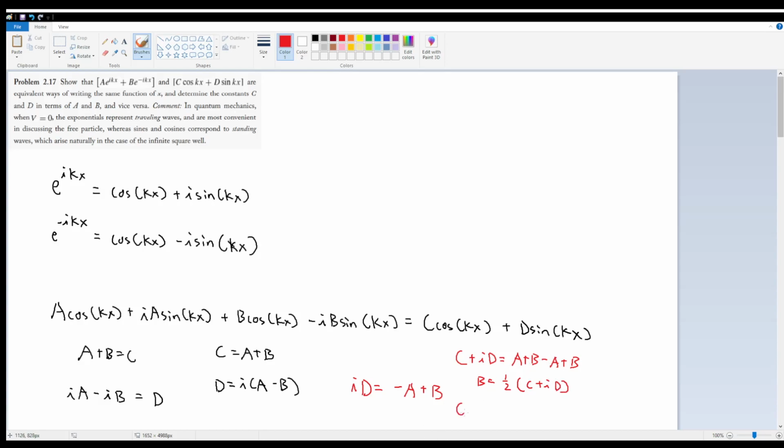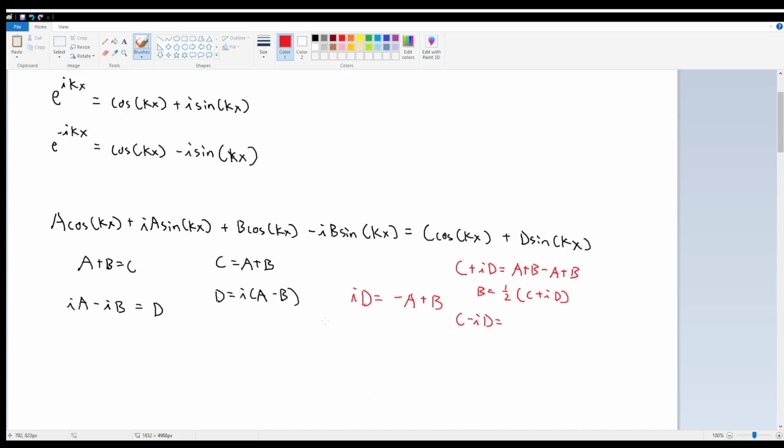Similarly, c minus id is going to give us, let's see, a plus b, and then minus a minus b. So that means b is going to equal 1/2 of c minus id. And that's our answer. We have our relation of getting c and d in terms of a and b, and then we also have a and b in terms of c and d, respectively.